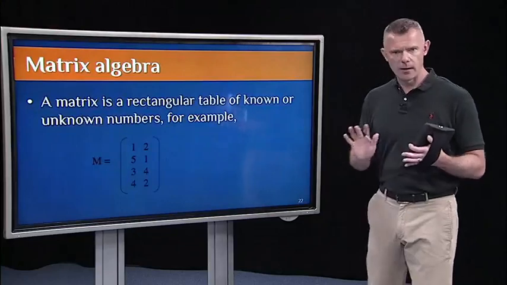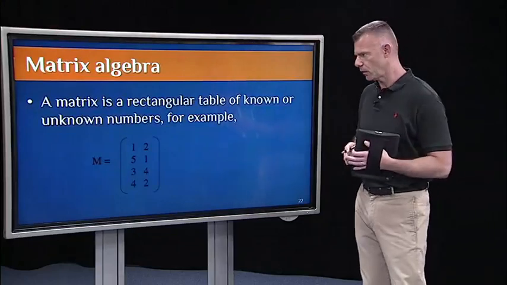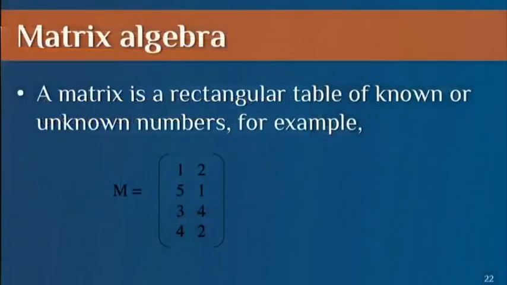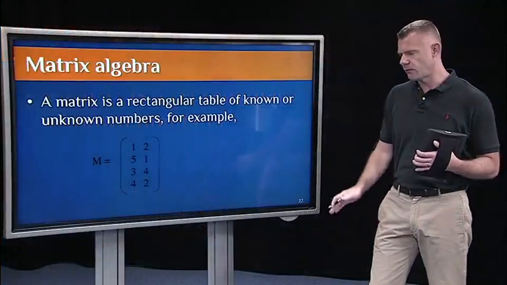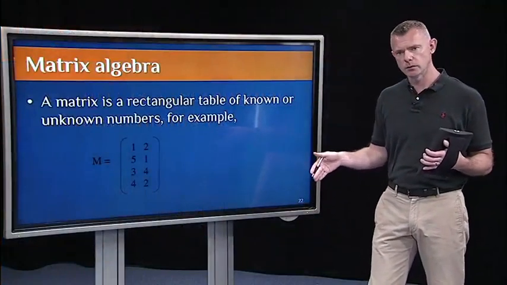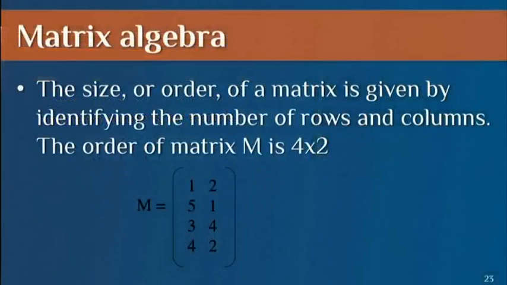So first, start out with the matrix. A matrix is just a rectangular table of known or unknown numbers. It has a number of rows, a number of columns. The order of the matrix is always number of rows first, then number of columns. So this matrix that I'm showing you here, M, is a 4x2 matrix, 4 rows, 2 columns. But again, to reinforce that, it's rows, then columns.